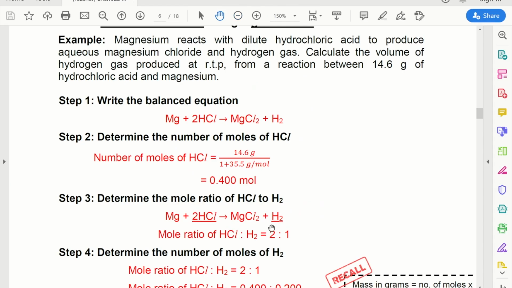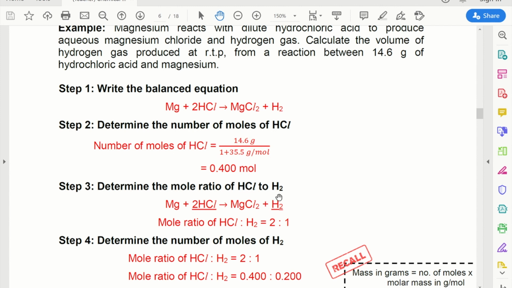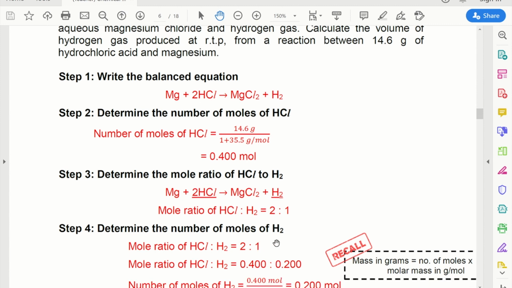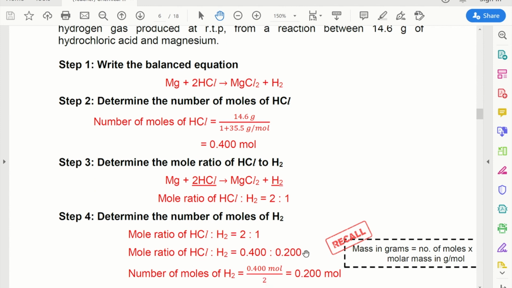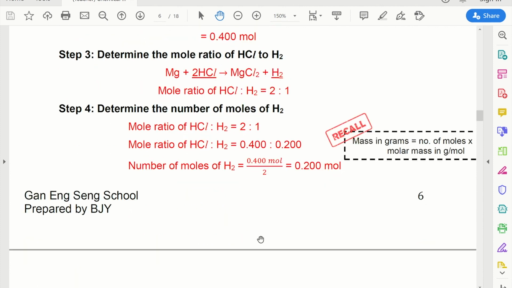To recap, I always have to balance the equation to find the mole ratio and always calculate the number of moles. Moles are like a common language. It allows you to compare from one to another. So I always use mole ratio, which means I must calculate the number of moles. So 14.6 gram divided by the molar mass is 0.400 moles. Then from the mole ratio, I need to compare only acid and hydrogen. Acid versus hydrogen is 2:1. So 0.4 moles of acid will mean 0.2 moles of hydrogen. How to get 0.2? I just divide by 2 according to the mole ratio.